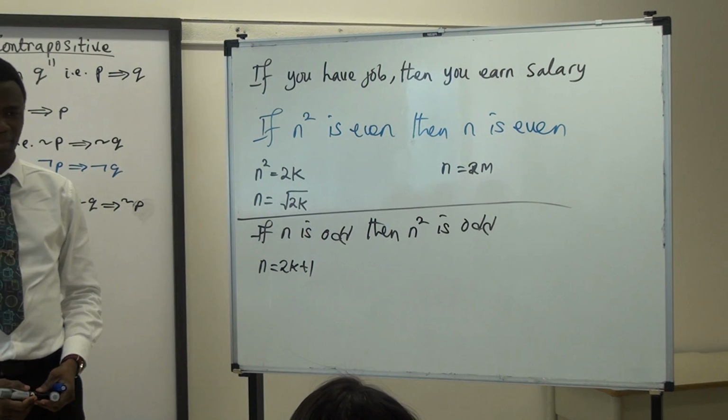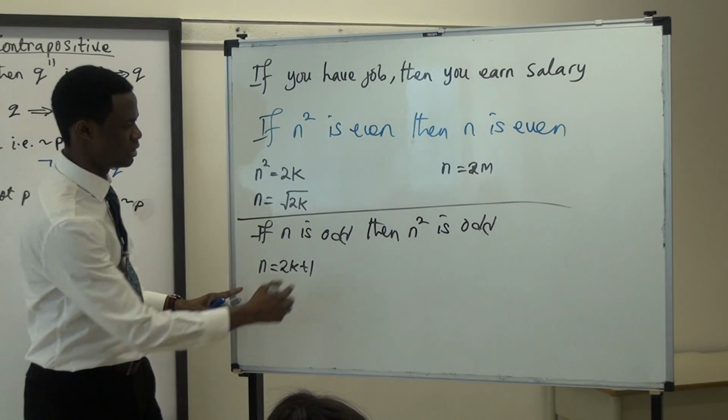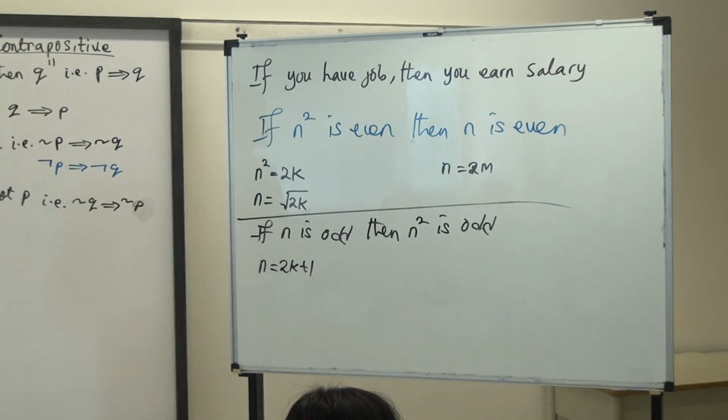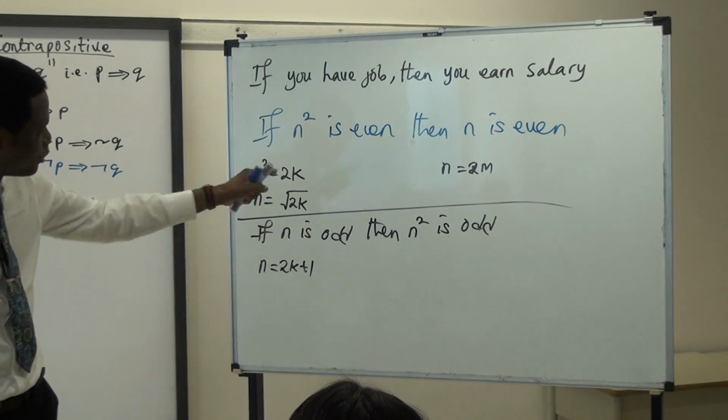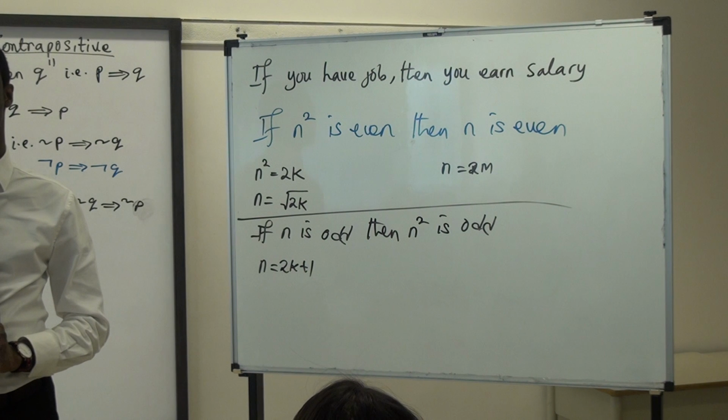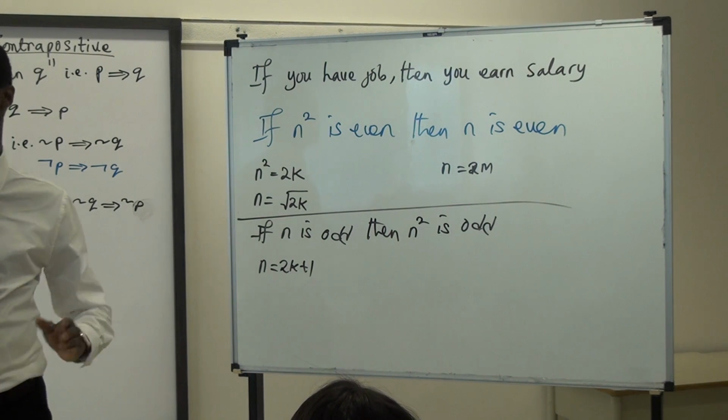Do you understand that? So if this happens, then you expand n squared and you are able to get the 2k plus 1 form of the number. And because you have proved the contrapositive, you have proved the original statement, because the two statements are equivalent. Does that make sense? So this is how to prove by contrapositive.